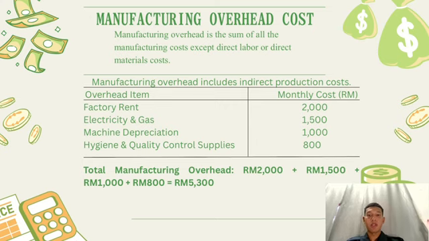The monthly cost for factory rent is 2,000 ringgit Malaysia, electricity and gas is 1,500 ringgit Malaysia, machine depreciation is 1,000 ringgit Malaysia, and hygiene and quality control supplies is 800 ringgit Malaysia. The total manufacturing overhead is 2,000 plus 1,500 plus 1,000 plus 800, which gives 5,300 ringgit Malaysia.